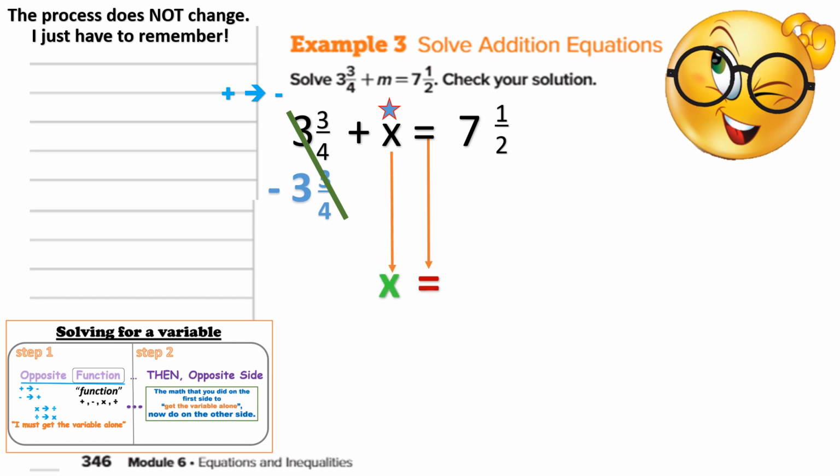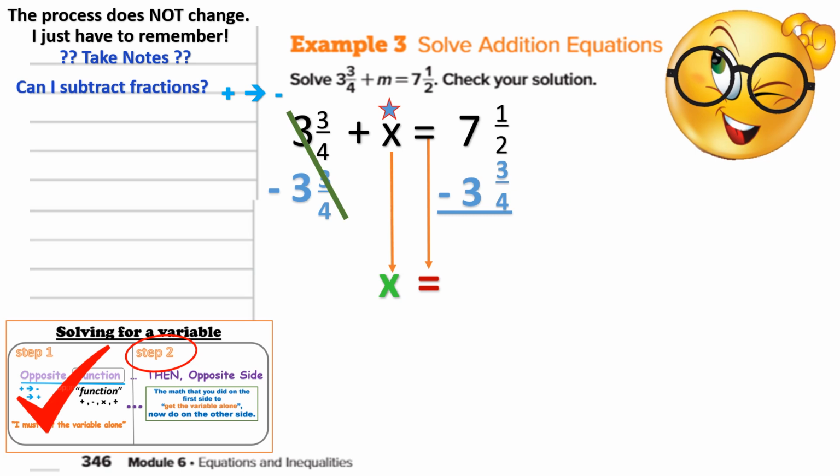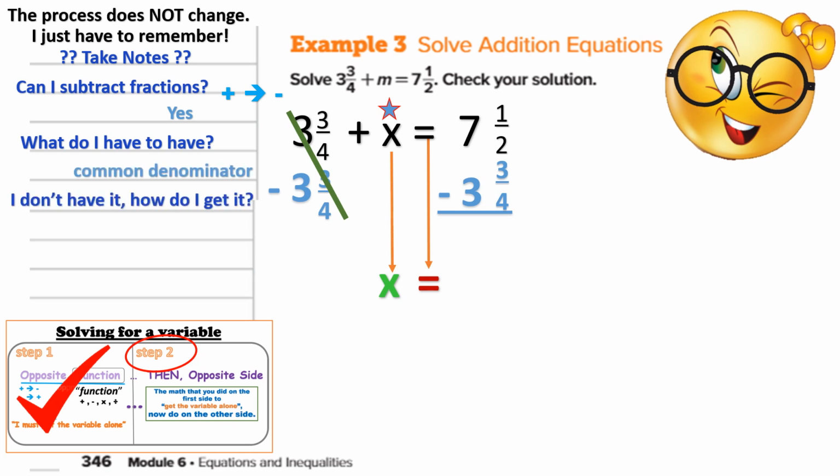Now I'm going to do it on the opposite side. So when I do it on the opposite side, that tells me I'm going to have 7 1/2, and I'm going to subtract 3 3/4. Then I have to remember my questions that I ask myself when it comes to adding and subtracting fractions and mixed numbers. Can I subtract fractions? Sure I can. I can do that math, right? But what do I have to have? I have to have a common denominator, right? Do I have it? No, I don't. So what am I going to do to get it? I got to create it, right?